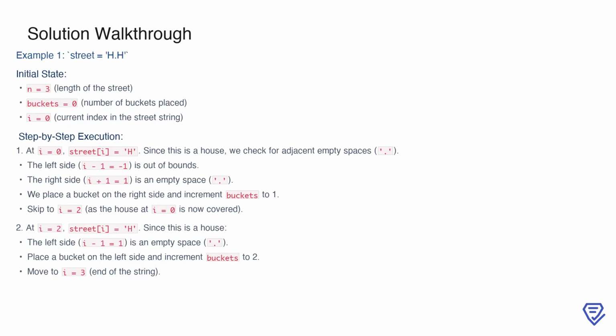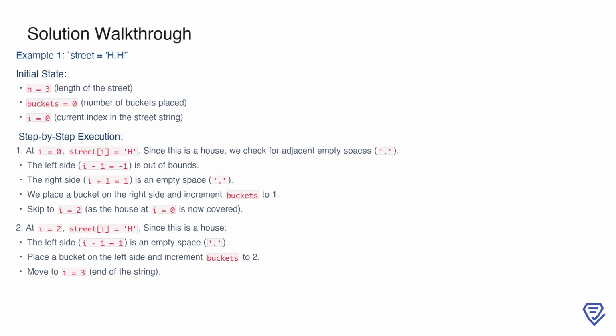Here, we start by examining the street string h.h, which has 3 positions. The initial setup includes setting n to 3, representing the length of the street, buckets to 0 since no buckets have been placed yet, and i to 0 to begin scanning the string from the first position. At i equals 0, the character is H, indicating a house. Since a house requires an adjacent bucket, we check both sides for empty spaces. The left side is out of bounds, but the right side, at i plus 1 equals 1, is an empty space. So, we place a bucket there, increasing the bucket count to 1, and skip to i equals 2 to avoid overlapping coverage.